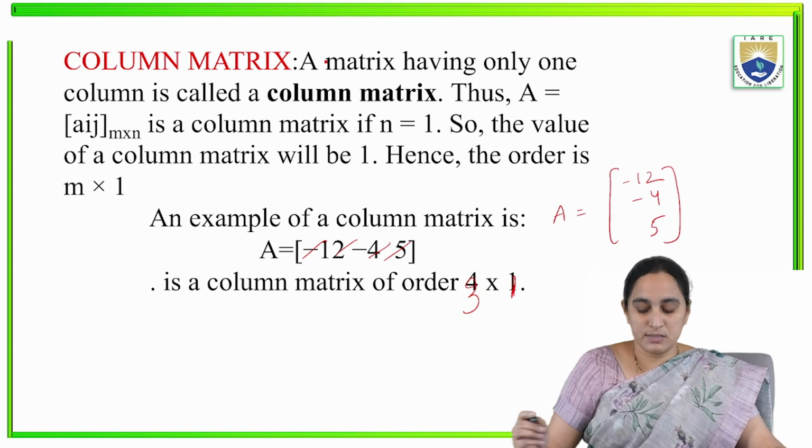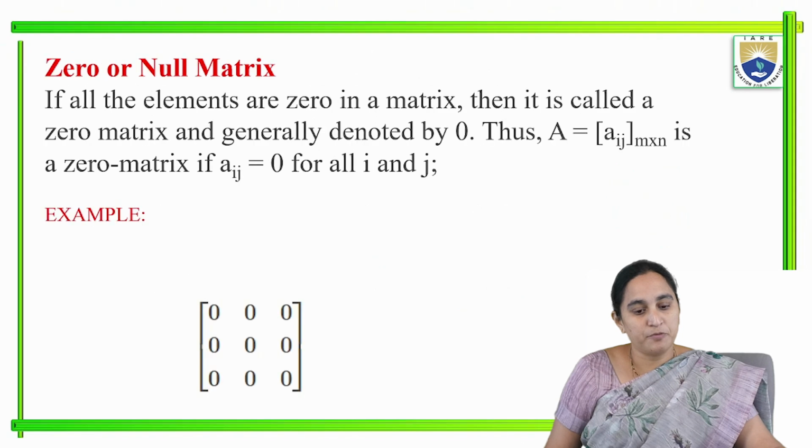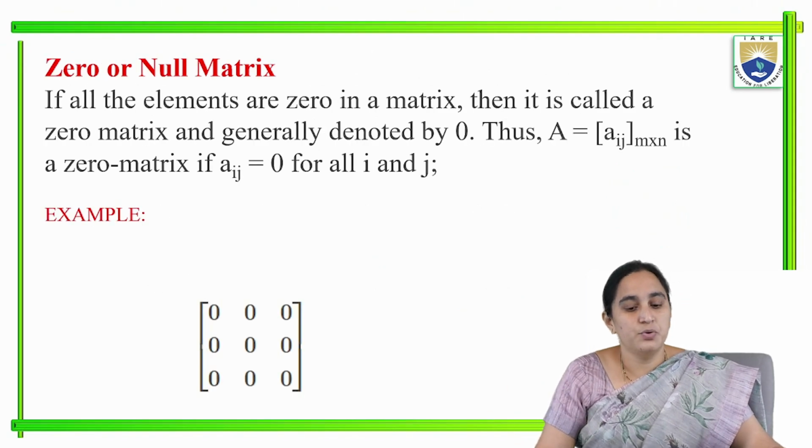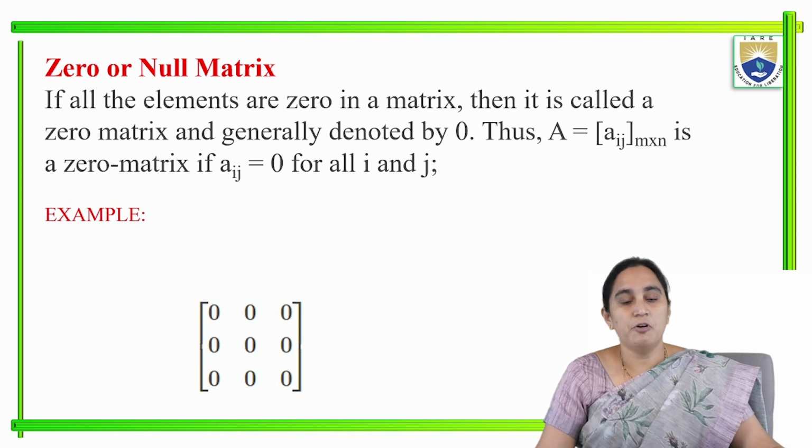The next type of matrix is the zero matrix. What is the meaning of the zero matrix? If all the elements are zeros in a matrix, then it is called a zero matrix, and generally it is denoted by zero.